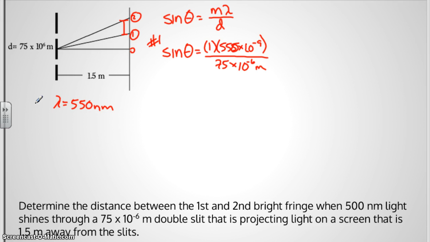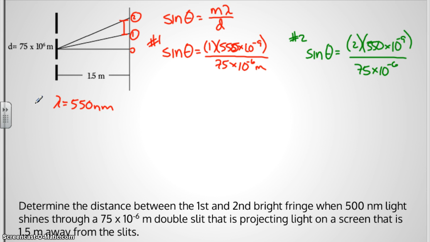While I'm at it, I would also do the same thing for fringe number 2. So I'd do sine theta equals fringe number 2 times all the same values. And I would just finish writing this out and solve it. What I would get for my two answers is that theta would have equaled 0.84 here, and over here, theta would have equaled 0.42.